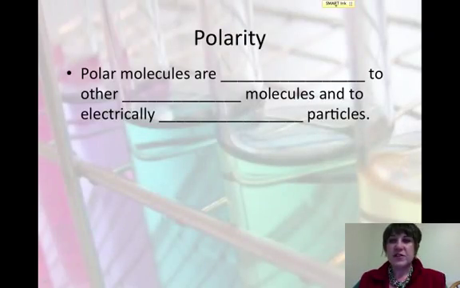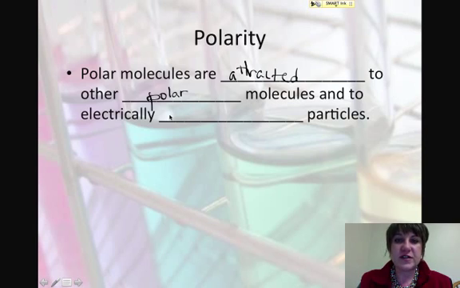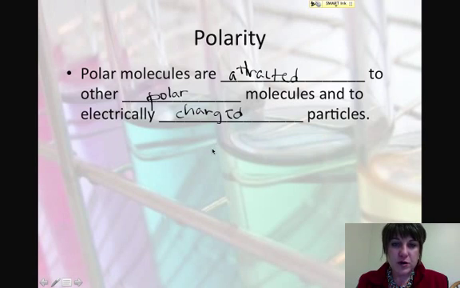This all has a lot to do with polarity, like we learned before in chemistry. Polar molecules are attracted to other polar molecules. And they're also going to be attracted to any particle that is electrically charged. Like we just saw in the example, the polar molecule water was attracted to particles like sodium ions or chloride ions that break apart in the water.